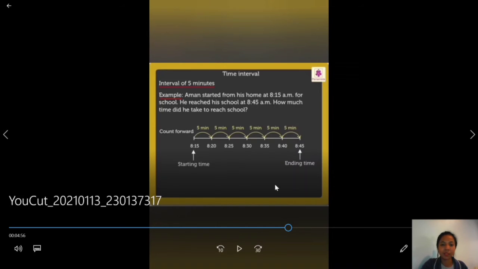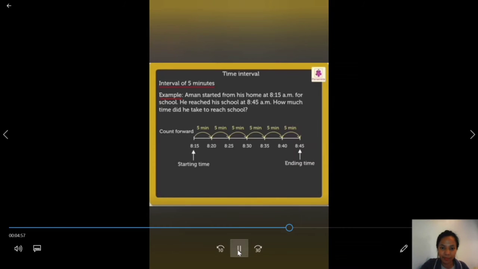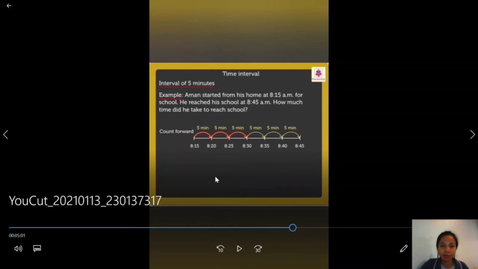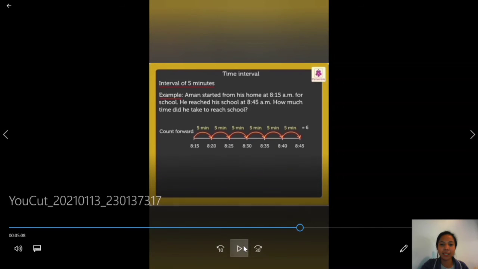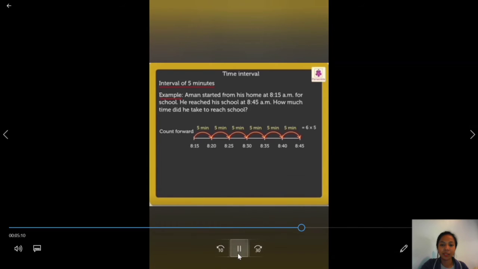1, 2, 3, 4, 5, 6. So you can also do the multiplication to get the answer, right? Okay, let's count. So you can just add. 5 + 5 = 10 + 5 = 15 + 5 = 20 + 5 = 25 + 5 = 30. So how many minutes? Okay. It's 30 minutes. Alright.